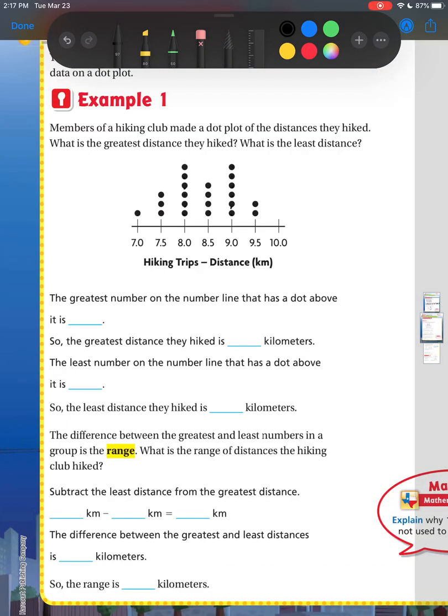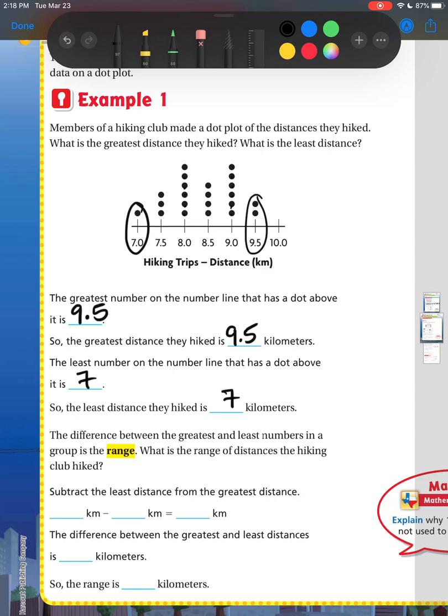Members of a hiking club made a dot plot of the distances they hiked. What is the greatest distance that they hiked? What is the least distance? The greatest number on the number line that has a dot above it is 9.5, right? Just because 10 is on there, there are no dots above it, which means nobody hiked 10 kilometers. So the greatest distance that anybody hiked is going to be 9.5 kilometers. The least distance that anybody hiked would be 7 kilometers.